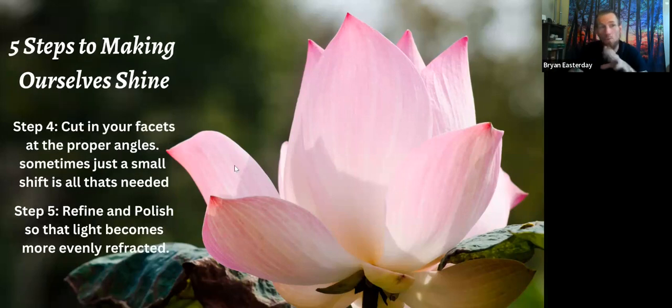So step number 4, the next thing we do is actually cut in the facets at the proper angles. Now that we have the stone roughed out, the next thing we do is start laying in all the different layers of the cuts and the angles. And when you're doing this, sometimes just a very, very small adjustment needs to be made. In the gem cutting world, we call it cheating. You might need to cheat a cut a little bit, which means you might need to shift the stone just a little bit, just to make that meet point line up, to make that facet even with the other one.